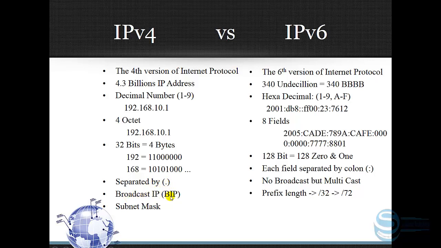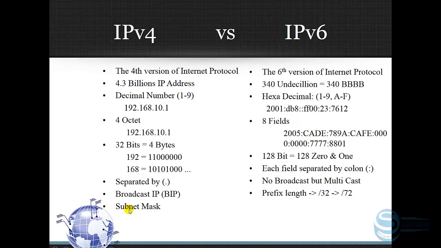IP version 4 has broadcast. We will later talk about what is broadcast IP. In a network, a broadcast IP is just the IP that when you use it, you can send whatever you want to all the clients in that specific network. But in IP version 6 there's no broadcast, but there is multicast. You can send whatever you want to several clients, several endpoints at the same time.